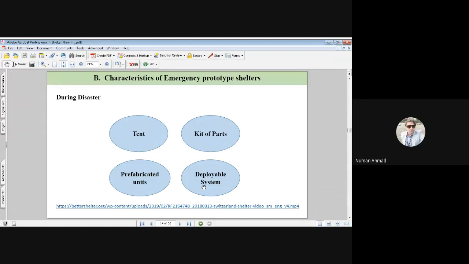This is the deployable system. You can comment on all these four, or you can talk about the prefabricated units, being a structural engineer or an earthquake engineer. You may know about these things, and then how we can do this deployable system.